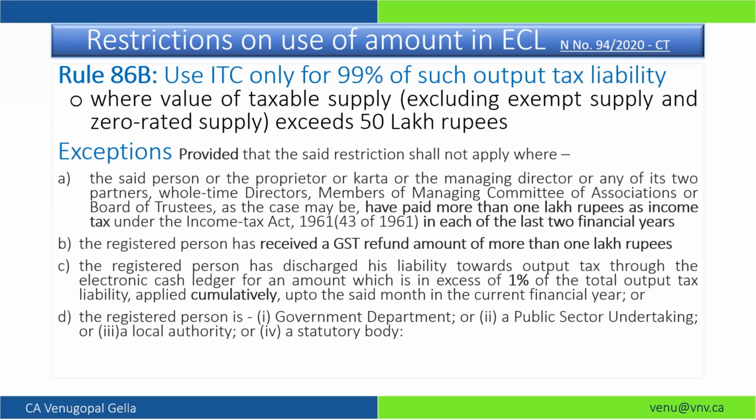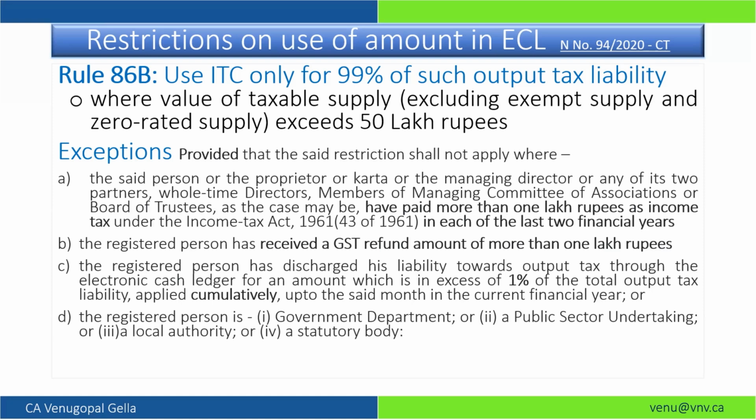But this restriction will not apply in certain situations. If it is a proprietorship concern, then the proprietor; if a company, then the directors; if it is an association or board of trustees, then its members, if they have been paying more than 1 lakh rupees as income tax in the last 2 financial years, then this condition will not be applicable. Or where you have received a GST refund of more than rupees 1 lakh, or where in totality you have paid 1% of your total liability in cash, then also this condition will not be applicable.